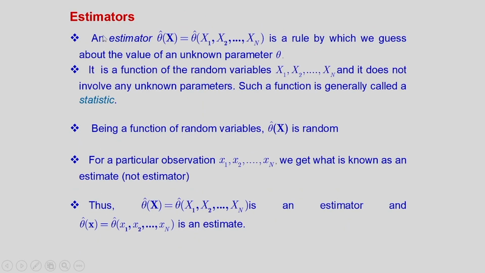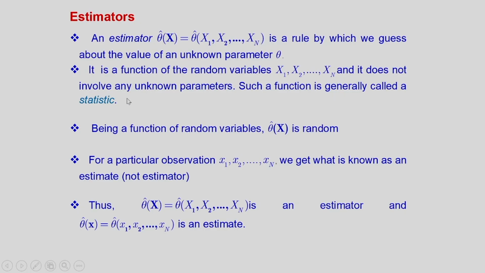Now, what is an estimator? An estimator theta hat of X, that is equal to theta hat of x1, x2 up to xn, is a rule by which we guess about the value of an unknown parameter theta. So, we will guess about the unknown parameter theta using this rule. It is a function of the random variables x1, x2 up to xn, and it does not involve any unknown parameters. Such a function is generally called a statistic.